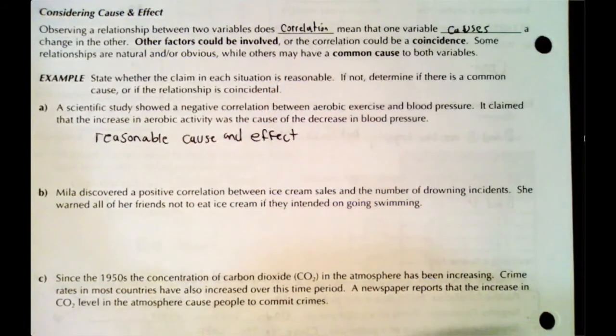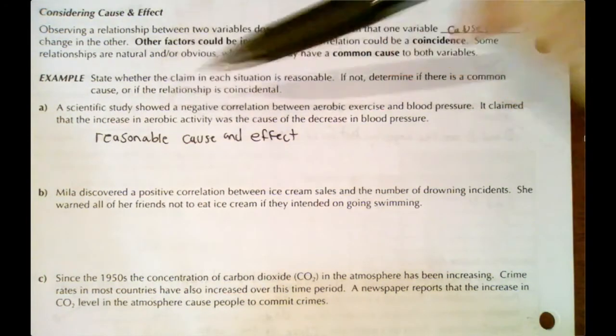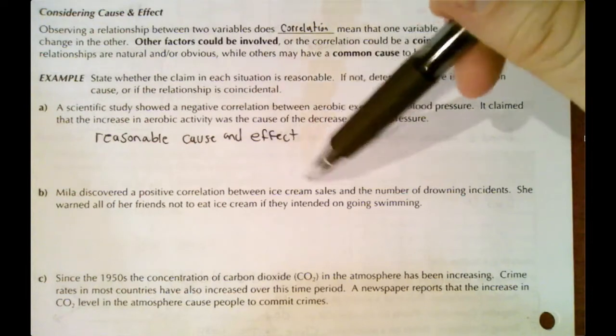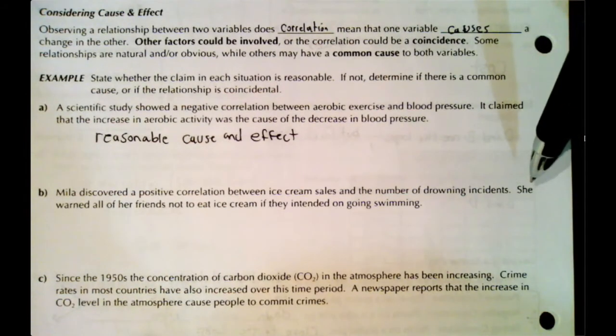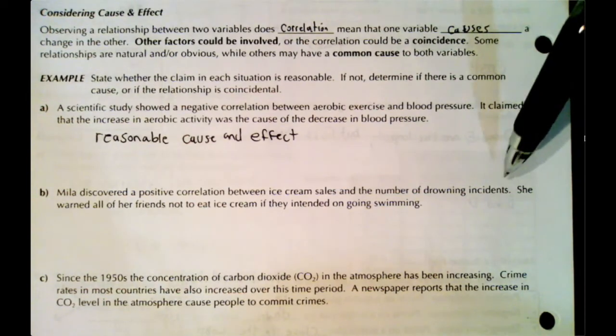Now, there are other things that can decrease your blood pressure, like you could take medication to decrease your blood pressure. But it's also reasonable that there is a link between aerobic activity and a decrease in blood pressure. Mila discovered a positive correlation between ice cream sales and the number of drowning incidents. She warned all her friends not to eat ice cream if they intended to go swimming. So, this is not a reasonable cause and effect. If you eat ice cream, it does not mean that you're going to drown.